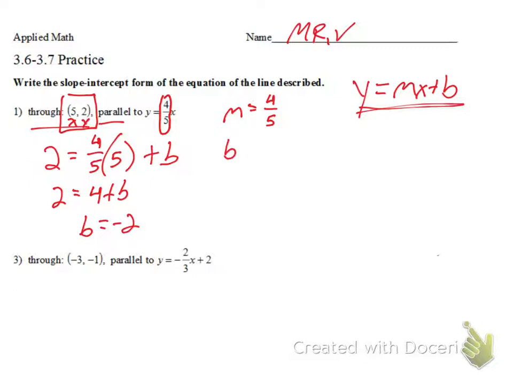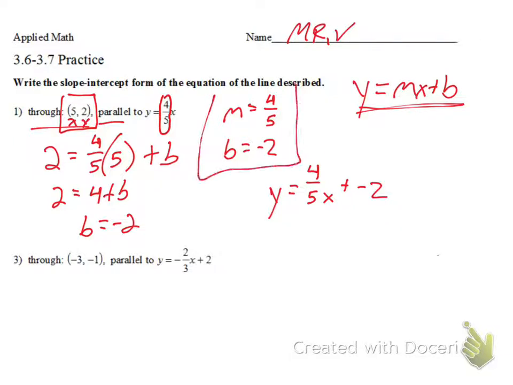So now, since I have my m and my b, my equation is going to be y is equal to 4/5 x plus negative 2, or just minus 2. Either are acceptable, but again, I got it from my m and my b right there. This one's parallel, so the slope stays the same.